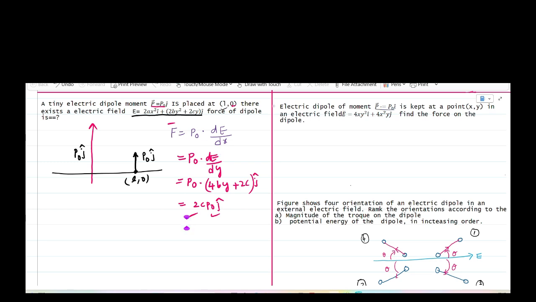The electric dipole moment is given along the x axis. The dipole is placed along the x axis in the xy plane at the point x comma y. This is y, this is x. So now the dipole is placed like this. Okay. Now the field is also given. E bar is equal to 4x square y, as clearly given in the question. Now P is varying along, meaning the length of the dipole is varying along the x axis. Therefore, the force on the dipole is P into dE by dx.